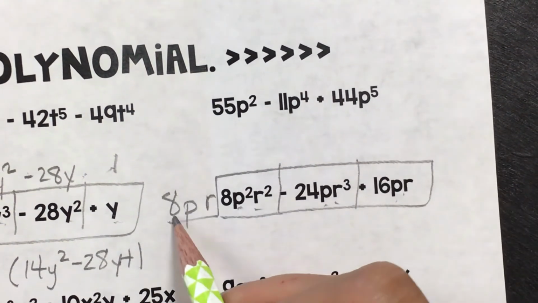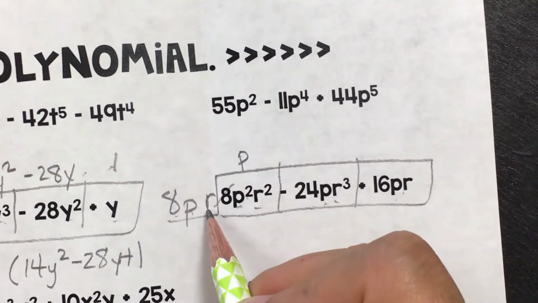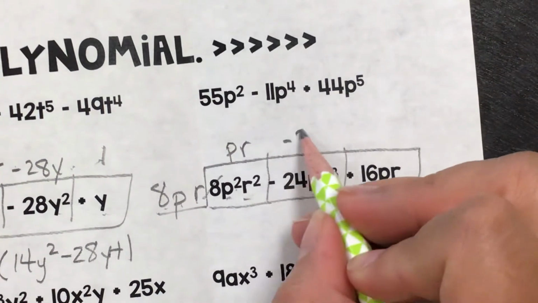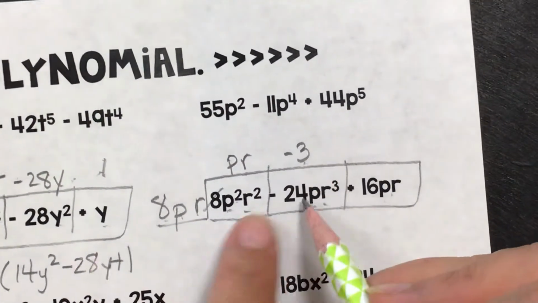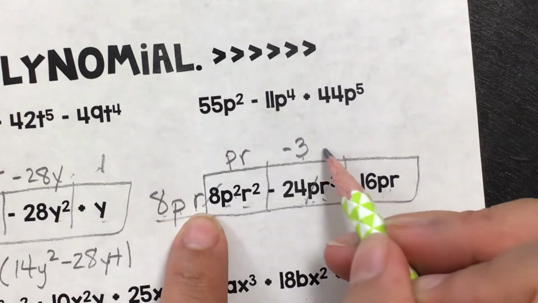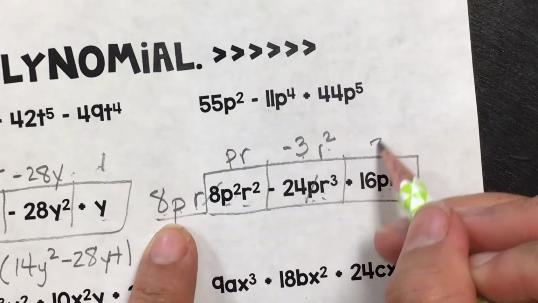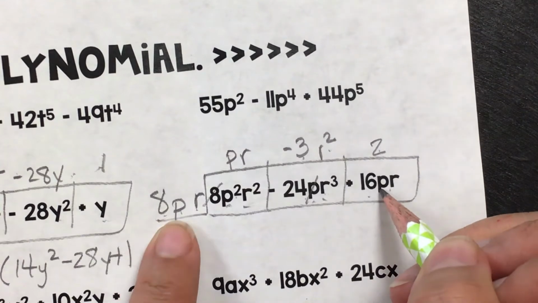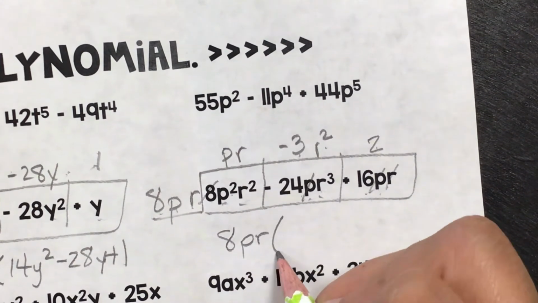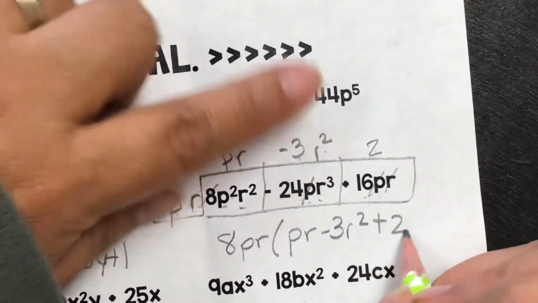All right. Since I already have an 8, I don't need to multiply by anything. I have a p, so I need another one to make it p squared. I have an r, so I need another one to make it r squared. This would have to be negative 3, because negative 3 times 8 is going to give me that 24. And then I don't need a p, because I already got one out here. I need an r squared, so I can get r cubed. And then I need a 2, because 2 times 8 is going to give me the 16. I already have a p, already have an r. That means my factors are 8pr, pr minus 3r squared plus 2.